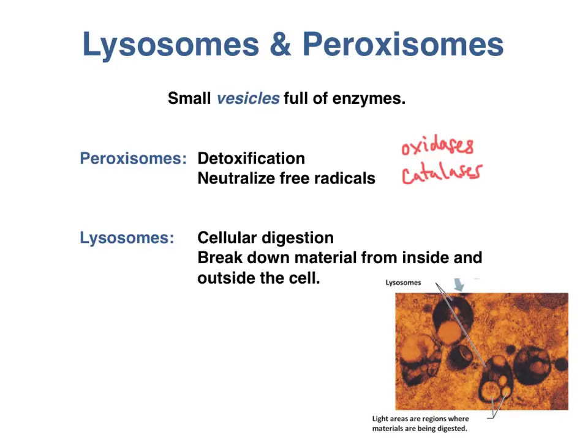Now, the lysosomes also contain enzymes, but those enzymes do different things. The enzymes in lysosomes are digestive enzymes, so they break down material, and this material can come from either inside or outside the cell. So they can take up stuff that has been taken up from outside the cell and break it down into its molecules. Also, if you have damaged organelles inside the cell, lysosomes can break them down and get rid of them so that the molecules that make them up can be reused.